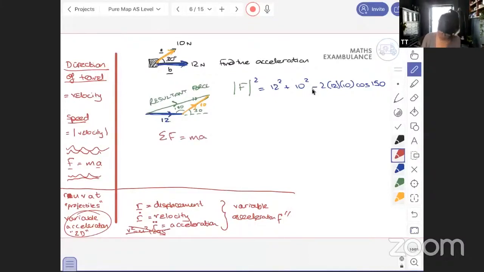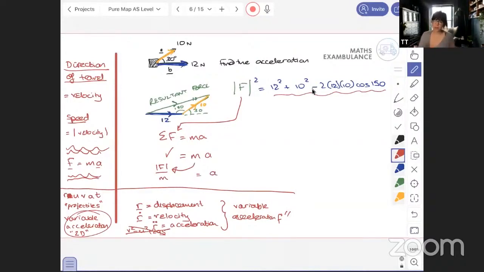And we know the magnitude of this force because we find it out here. And then that is equal to the mass times the acceleration. So if you divide and find the length of the force divided by the mass, then you get the acceleration.